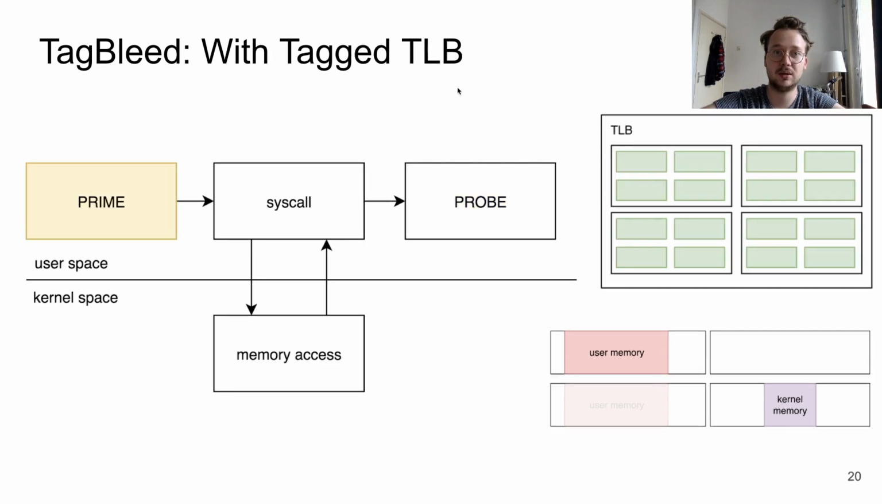Now, with TLBs, we're priming all entries again. Now we do a system call. The kernel does a memory access, which will override one of our entries in the TLB. And all our other entries are still there, because they're only associated with our address space ID, so they don't need to be evicted. So now returning back to user space, the TLB stays the same, and we will be able to probe which entry got evicted by the kernel.